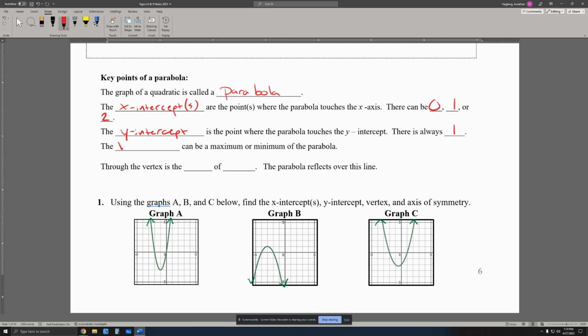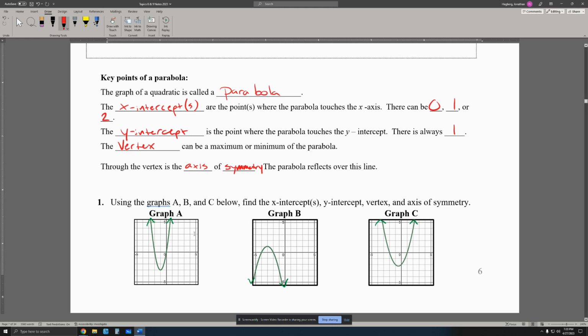The vertex is the maximum or minimum of the parabola, the highest point or the lowest point. And through the vertex is the axis of symmetry. The parabola reflects over this line. So what that means is the parabola is completely symmetrical over this line. It's a vertical line, and the equation for the axis of symmetry will always be in the form x equals, and then whatever that x-coordinate is for your vertex.